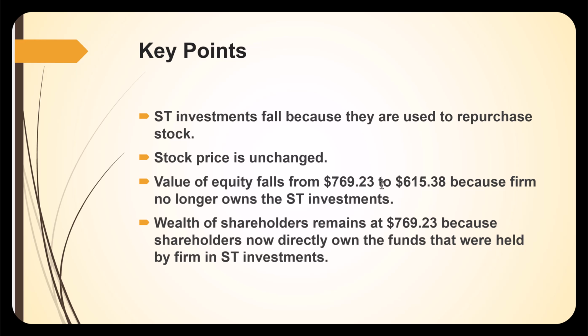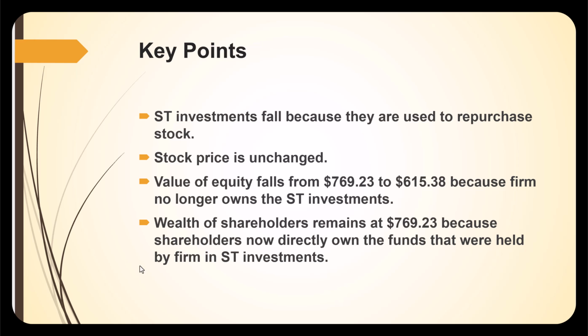So again, what does this mean? Short-term investments fall because that was the cash we used. Stock price is going to be unchanged. The value of the company goes from $769 to $615 because, again, we used these short-term investments. The wealth of the shareholder stays the same, $769, because now the shareholders don't just have the stock, they also have those short-term investments.